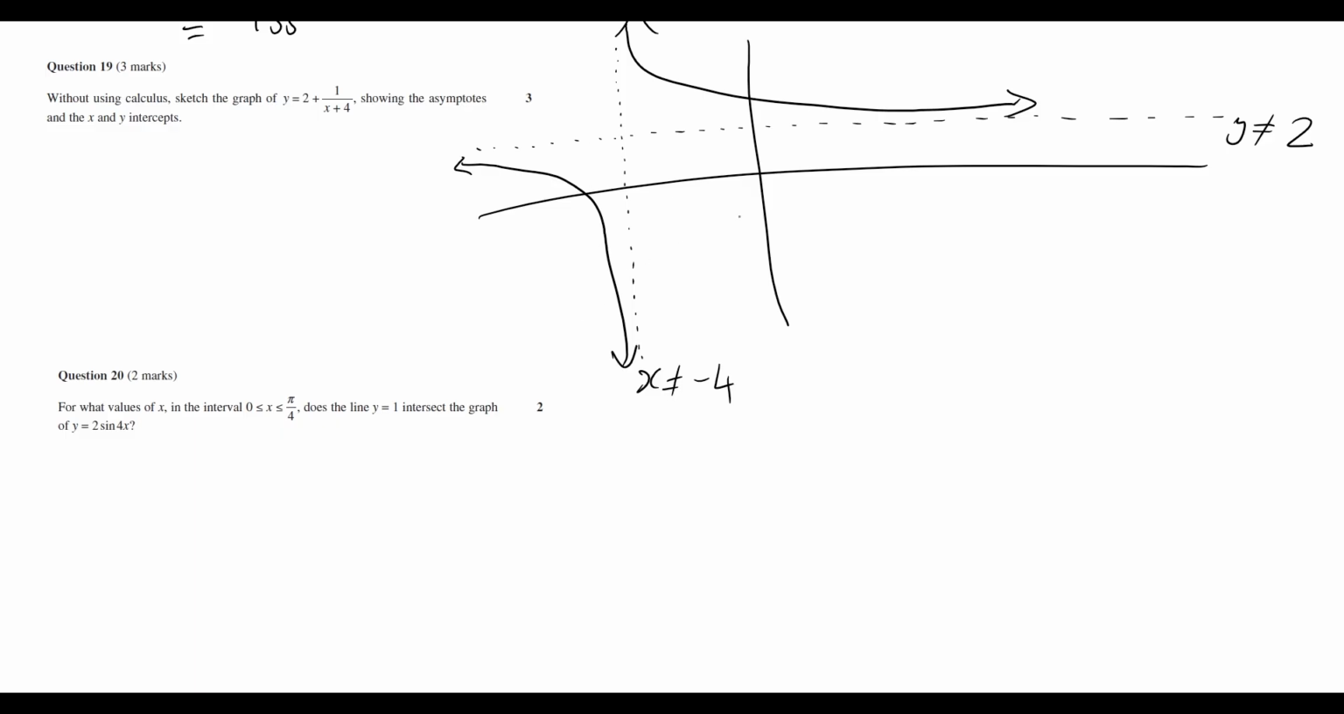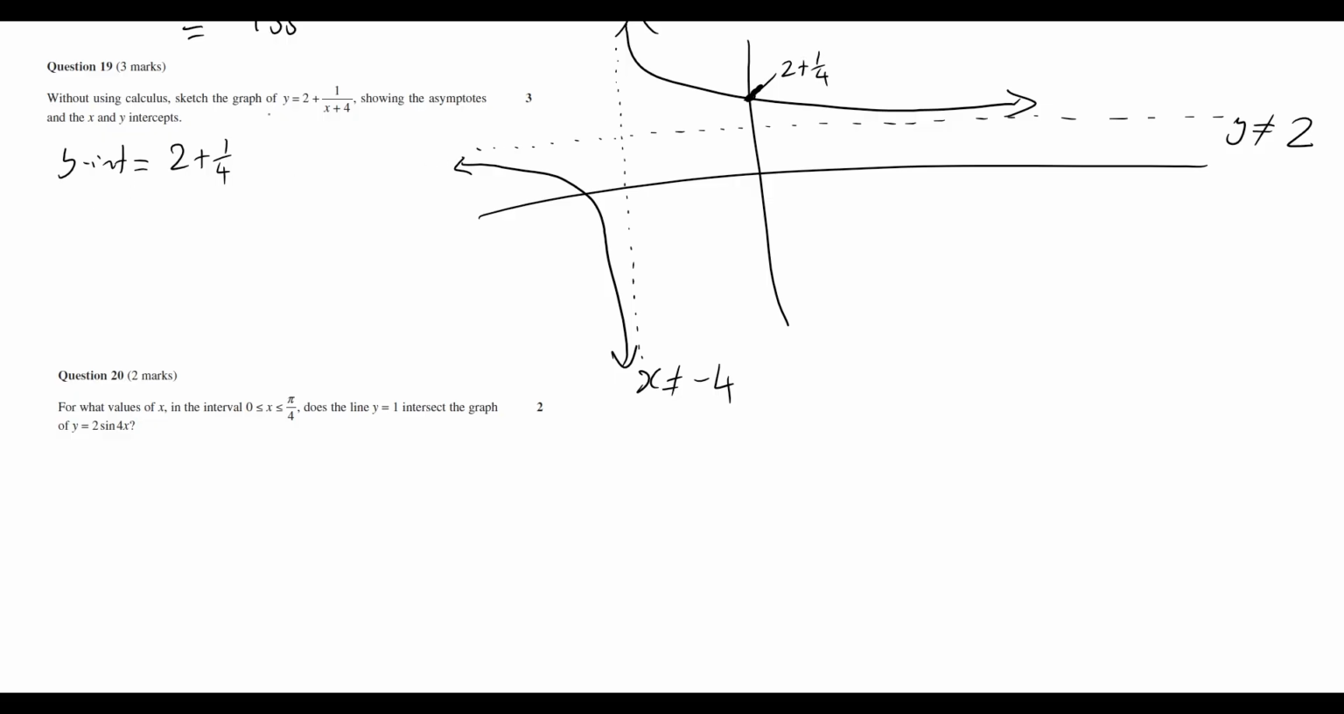So now we just need to quickly find out, well, where exactly will it cross these different coordinates? So our y-intercept, so again, to find our y-intercept, we set x equals 0. So then our y-int for y-intercept is going to be equal to 2 plus 1 over 0 plus 4, or 2 1/4. And then we'll draw that point in there a little bit more clearly. And we can just say that that's going to be 2 1/4.